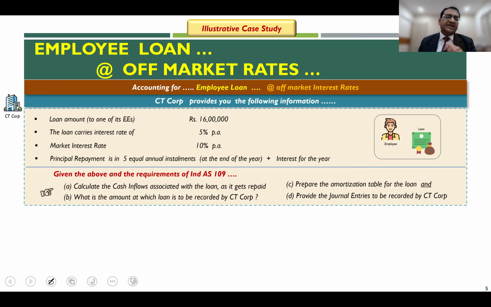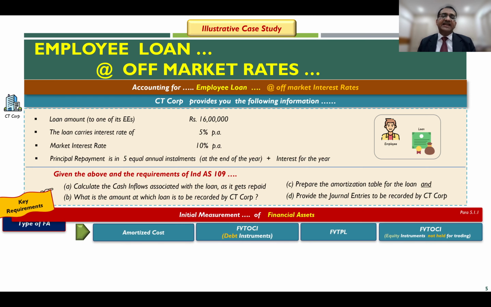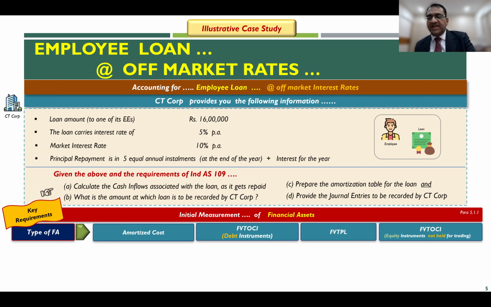But before we get into the answer to this particular case study, it is not out of place to recall the requirement under the financial instruments standard, whether we call it IFRS 9 or Ind AS 109. The requirements of the standard are given in paragraph 5.1.1. This paragraph, both under Ind AS 109 and IFRS 9, is common.